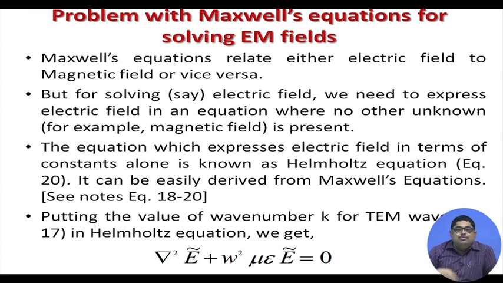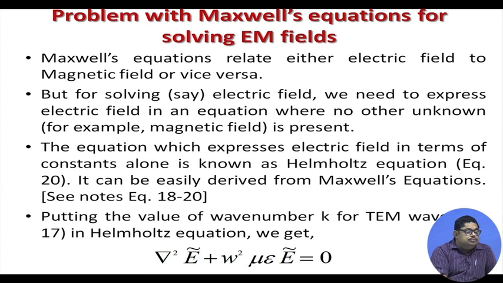Now, how do we do that? You all know that if we take the curl of the first equation and put it into the second equation, or the curl of the second equation and put it in the first equation of Maxwell's equations, we get an equation where either electric field is there or magnetic field is there, and that equation takes this shape: del square E plus omega square mu epsilon E is equal to 0. This is called the wave equation or Helmholtz equation, because Helmholtz, a famous scientist, first gave the solution.